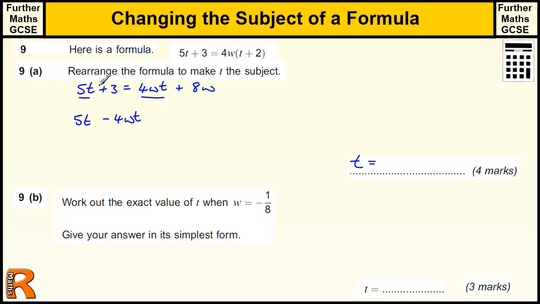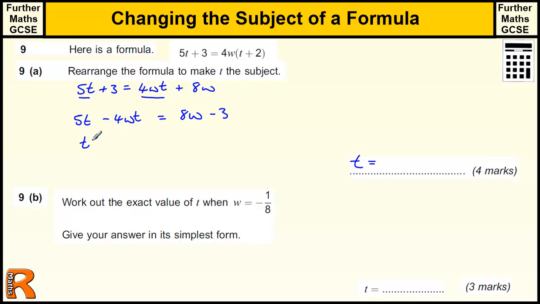I'm going to move the plus 3 to the right hand side. So I've got 8w, take away 3, because to move a plus 3 I need to subtract it from both sides. Okay, so now we've got the t's together, and as is a common method for these sort of questions where you've got t's in two places, you usually have to factorise out the t. So I've got t times 5 and t times minus 4w.